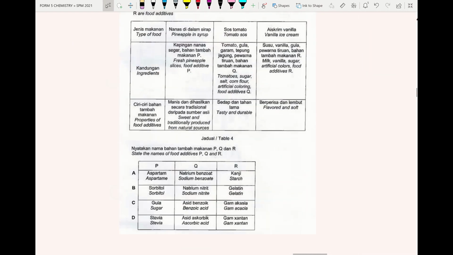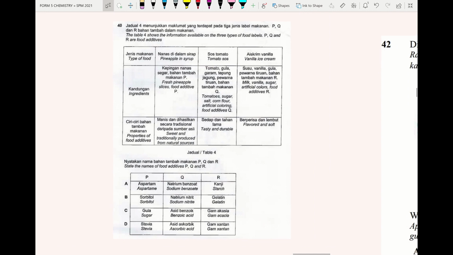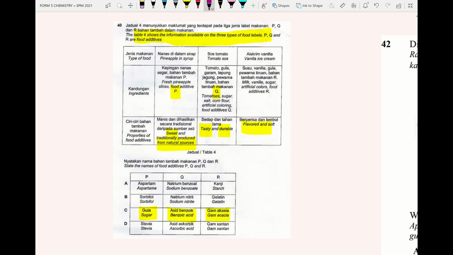Right, so we move on to the next question. Please check this question. The table shows the information available on three types of food: P, Q, and R. So P, we check the properties of the sweets and its natural sources. So sweet natural source will be sugar. Next one, Q, tasty and durable. So that will be under preservative. Flavor and soft, that will be acacia gum. So the answer will be C.